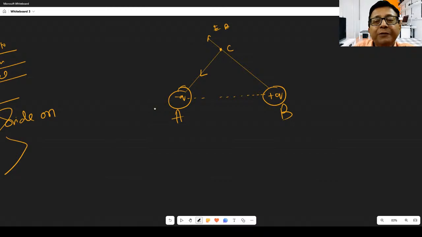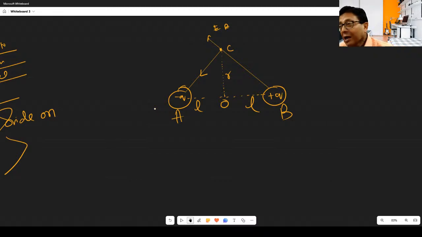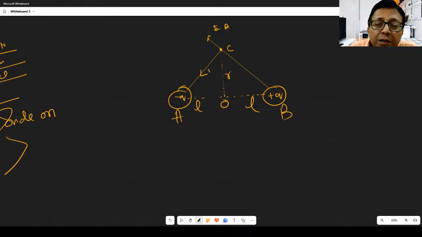The resultant field strength we need to find at the point C. This length I am keeping the same. This is our origin. This distance also I am taking from origin, we have taken R. This is also R. This part is L, this is L, 2L in total. Now I think you are able to imagine what is the direction of net field at C.